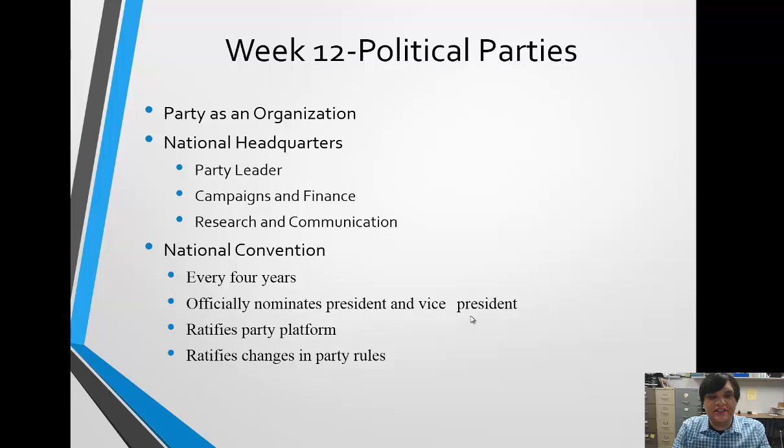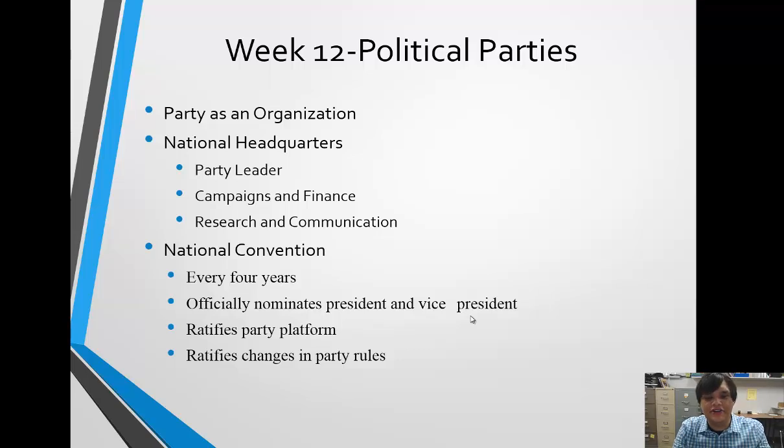Ultimately, all of this leads up to a national convention. The national convention happens every 4 years. I'll probably post a link to another YouTube video that can maybe explain national conventions just a little bit more. But national conventions are ultimately just the ultimate party for each political party, if you will.